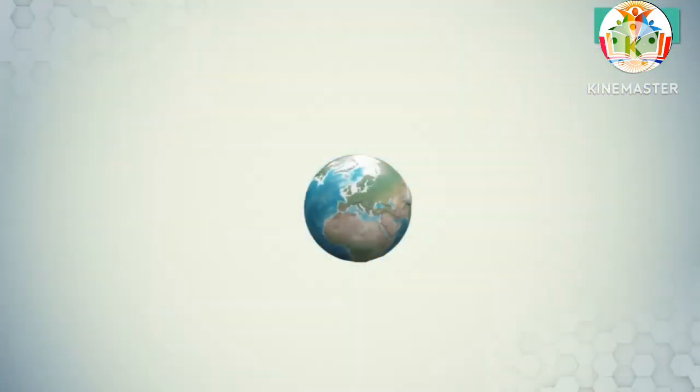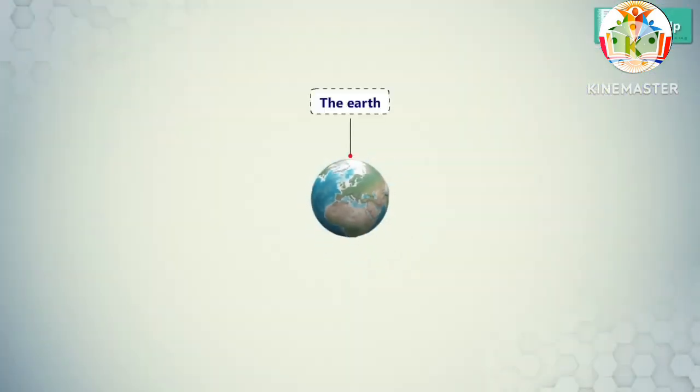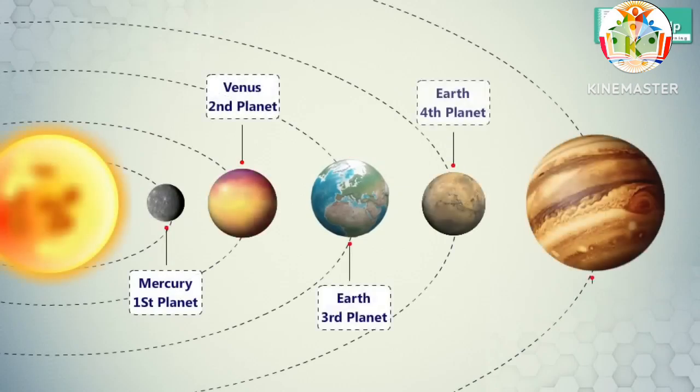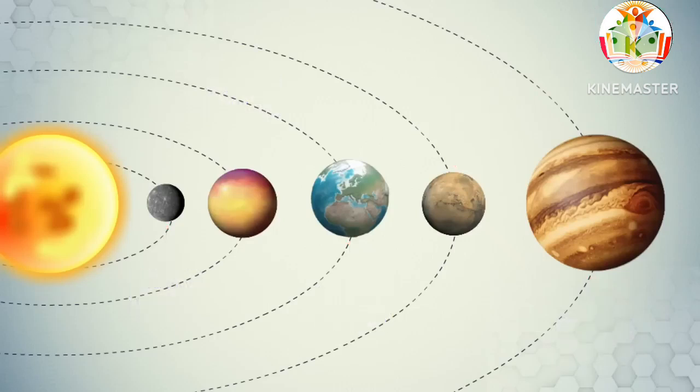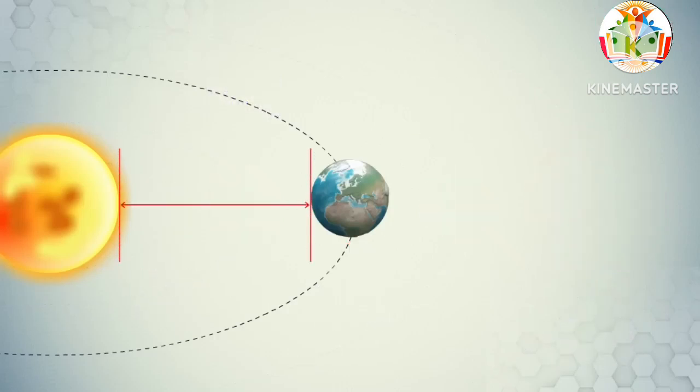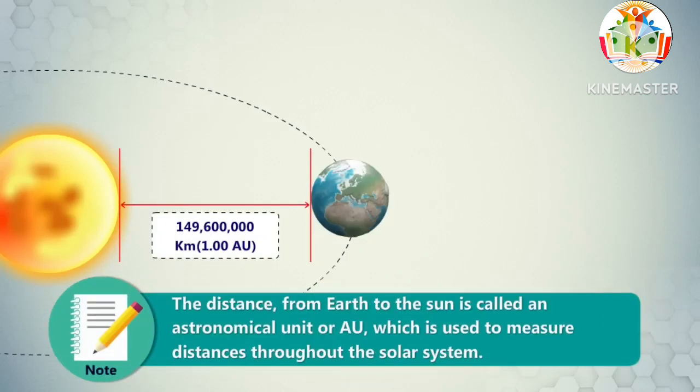Before going into the main topic, we start from the Earth. Earth, our home. The Earth is the 3rd planet from the Sun. The Earth's distance from the Sun is 149,600,000 kilometers. Note, the distance from Earth to the Sun is called an astronomical unit, or AU, which is used to measure distances throughout the solar system.